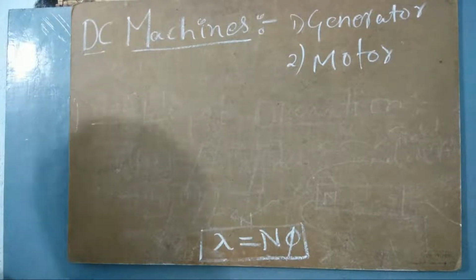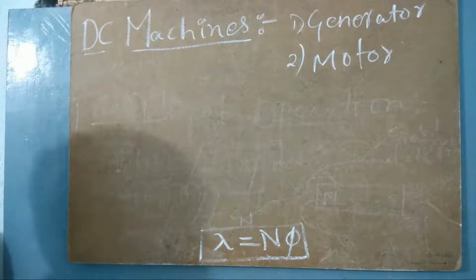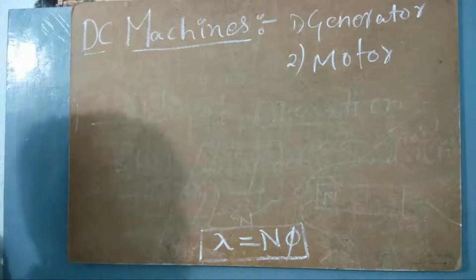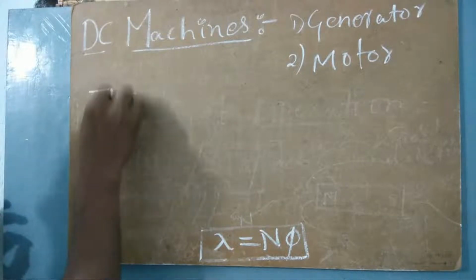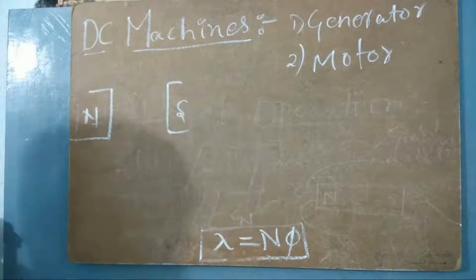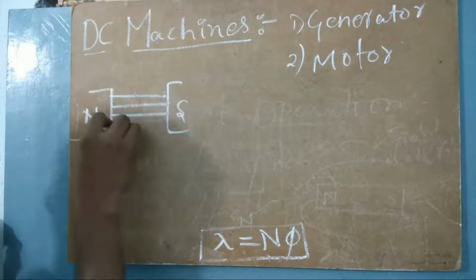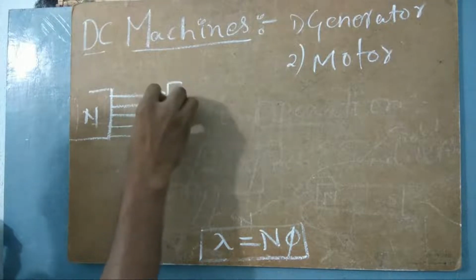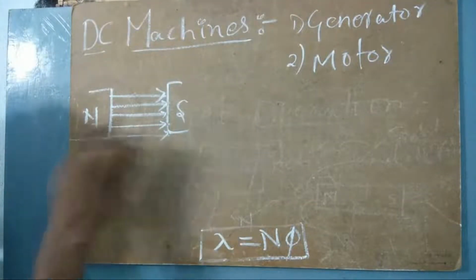Okay, let us now understand Faraday's law of electromagnetic induction. Faraday's law of electromagnetic induction is nothing but, he is telling, when a conductor is placed in a magnetic field, let us understand this like this. There is one north pole and here we have a south pole. As you know, the magnetic field always starts from north and terminates at south. So magnetic field lines are in this direction.